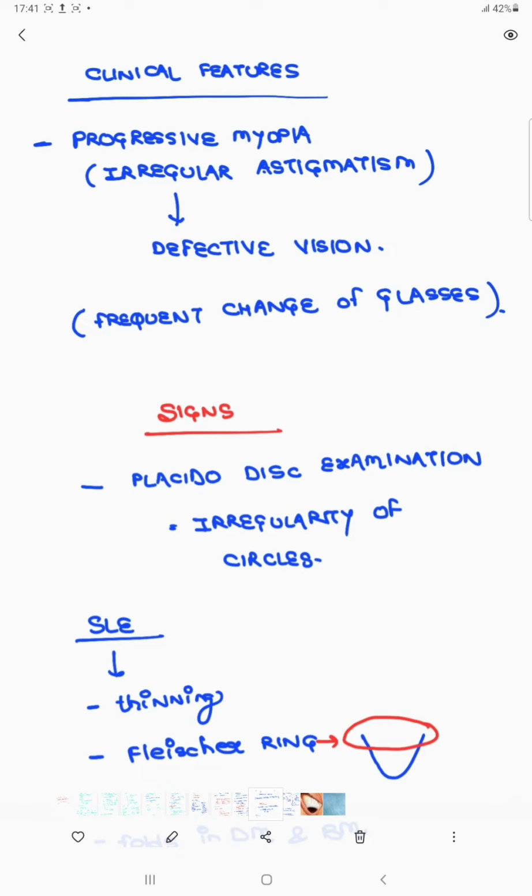And also, those nerves are not basically thick nerves. Thick nerves are seen in, like, leprosy patients. These are due to thinning of the cornea. Those nerves are seen. And Fleischer ring.